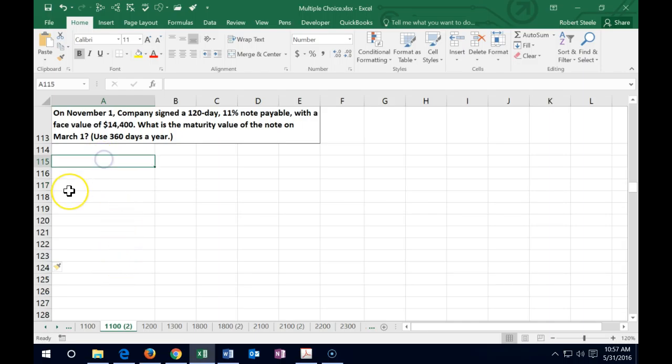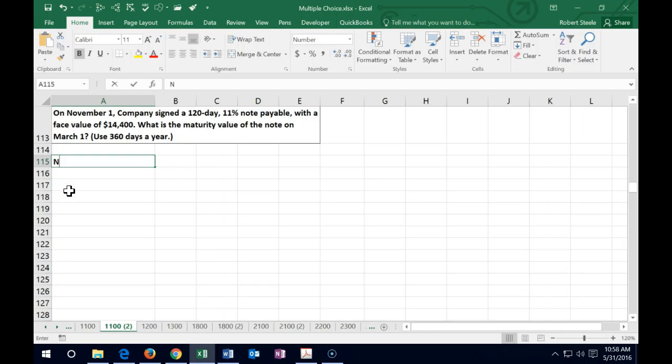So we took out the note in this case, and when it becomes due, we're going to have to pay back the principal of $14,400 plus the interest over that time period, which is 120 days at 11%. Remember, the 11% is a yearly rate, even though we only borrowed for 120 days. So let's take a look at that.